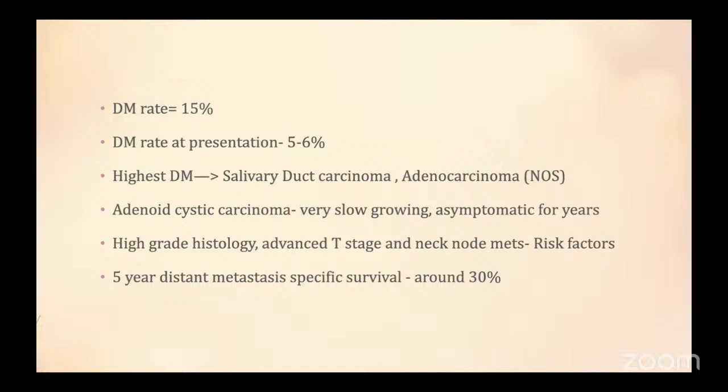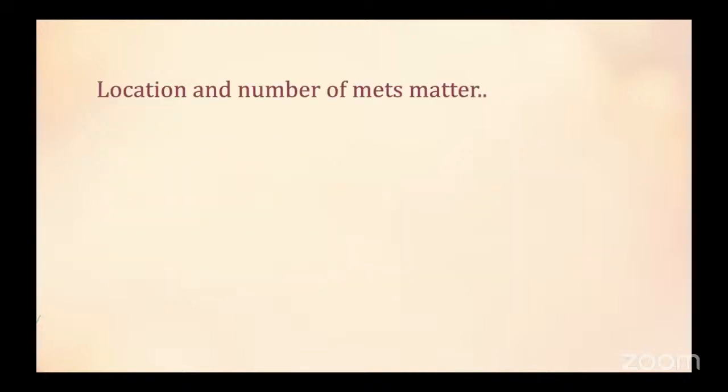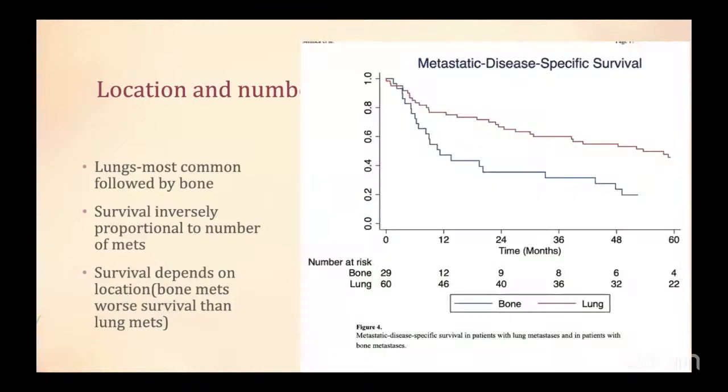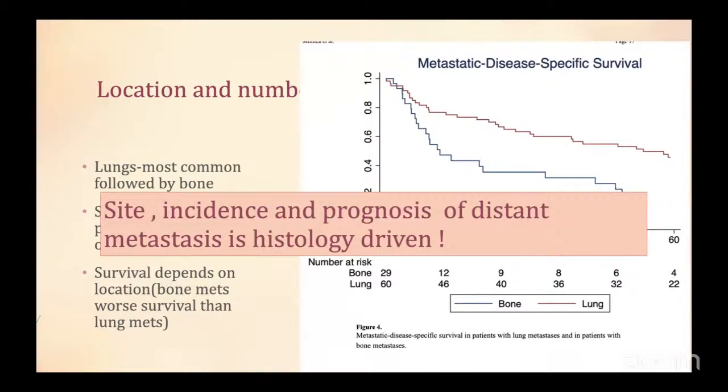High-grade histology, advanced T-stage, and neck nodal metastasis are risk factors for distant metastasis. And 5-year distant metastasis specific survival is usually 30% when all histologies are taken together. So location and number of metastases matter. Bone metastasis fares worse than lung metastasis. Lung metastasis has a better survival, and survival is also inversely related to the number of metastases. And site, incidence, and prognosis of distant metastasis is histology driven in salivary gland malignancies.